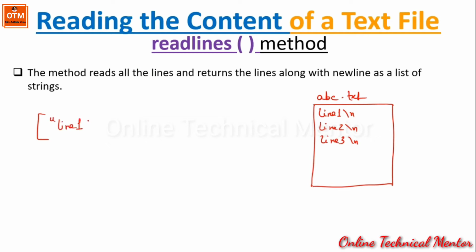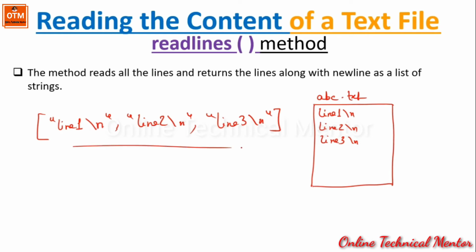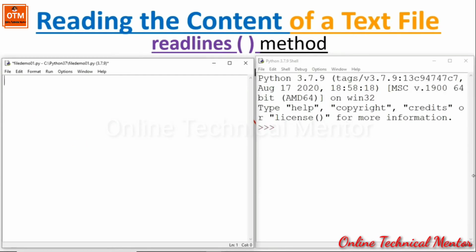So line 1 will be the first element along with a \n, then line 2, then \n, then line 3, \n. So each line will become an individual element of a list, and each and every element has a \n at its suffix. So the list will look like this. Let me show you an example. First of all, let me open the file, say f equal to open, within it twinkle.txt. Let the access mode be blank, nothing to write.